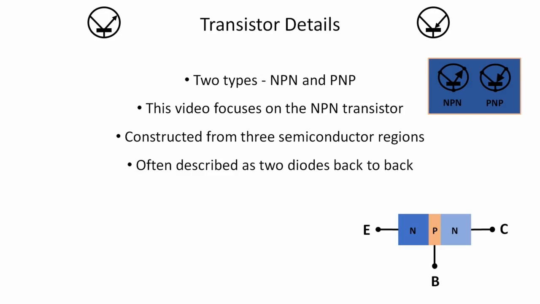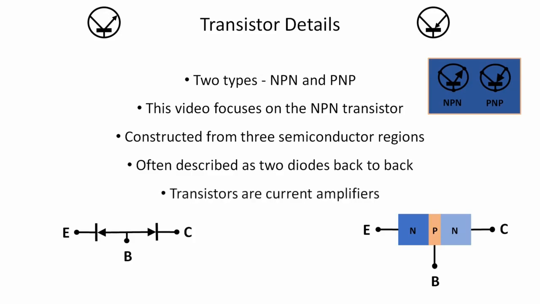They're often described as two diodes back to back, and here's the analogy, and I can see why they might say that, because you have got two PN junctions. I'm not entirely convinced that's always the best analogy, so we'll look at that in a while.